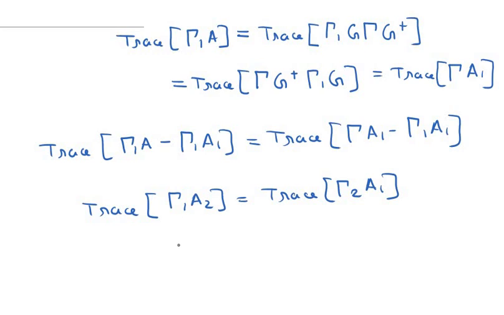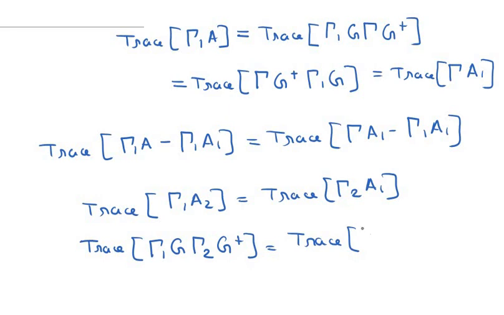Okay, and this thing is equal to, if I put the expression of A2 over here, we'll basically get trace of gamma 1 G, where G is the Green's function of the channel, gamma 2 G dagger, which is equal to trace of gamma 2 G gamma 1 G dagger, and this is the function which we call the transmission function, which we denote as TE.